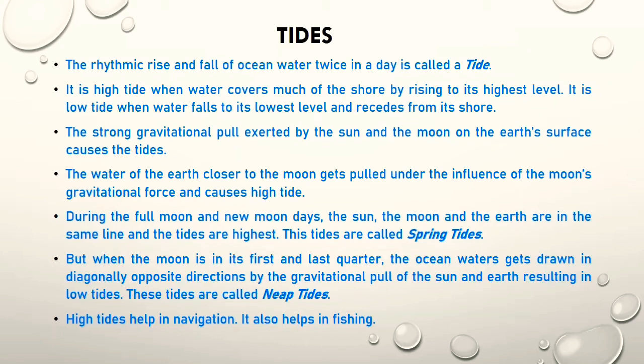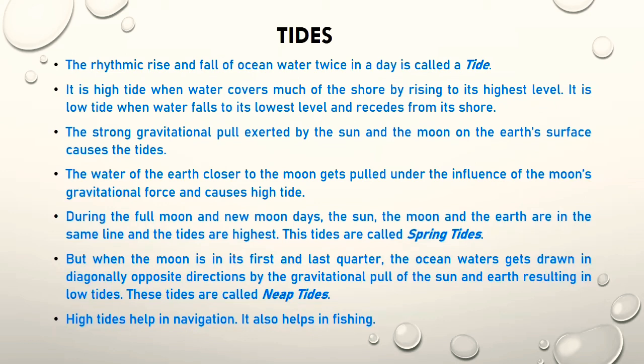Tide. Next, it is high tide when water covers much of the shore by rising to its highest level. That means the tide is high tide when the ocean water covers much of the shore, that means much of the bank, by rising to its highest level.